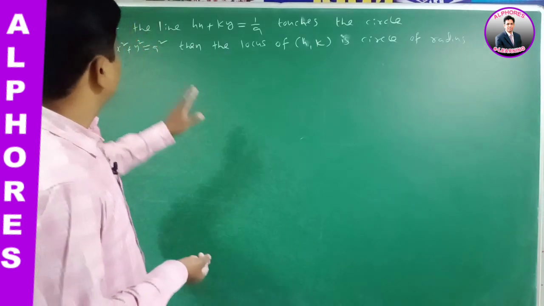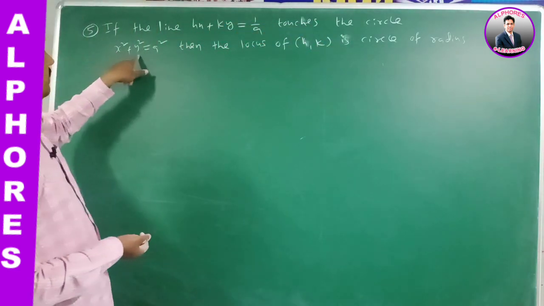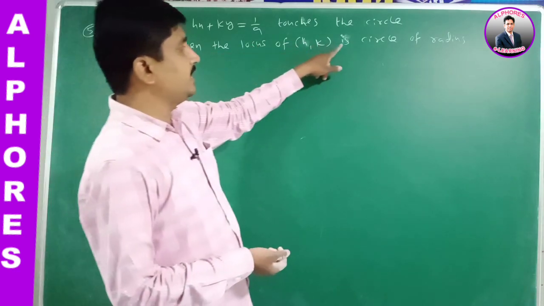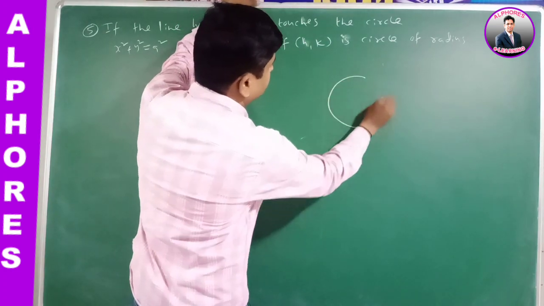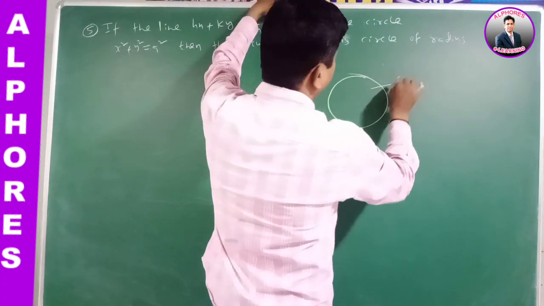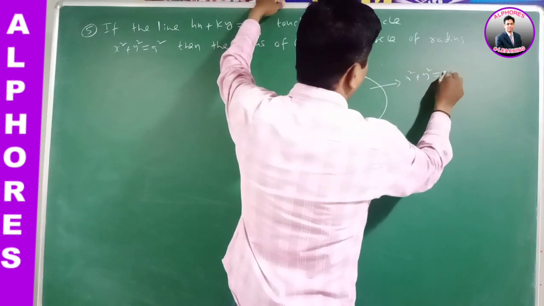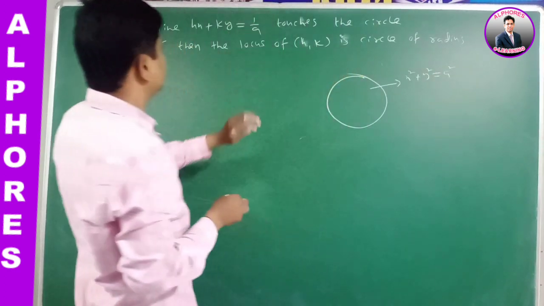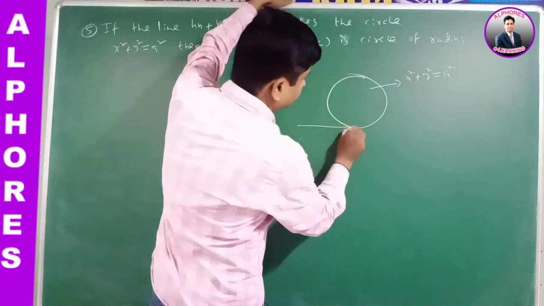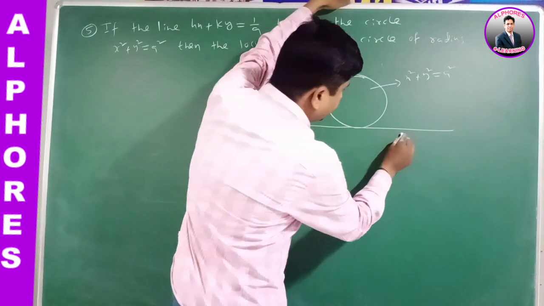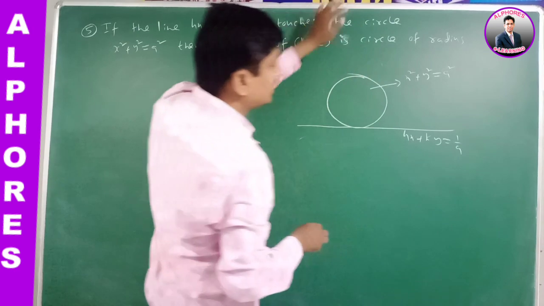Okay, students, next problem. If the line hx plus ky equal to 1 by a touches the circle x square plus y square equal to a square, the locus of h comma k is the circle of radius... This is the given circle, x square plus y square equal to a square. Right, next, this is the given line. Here what is the given line? hx plus ky equal to 1 by a.